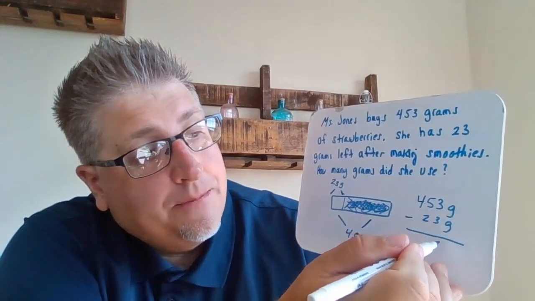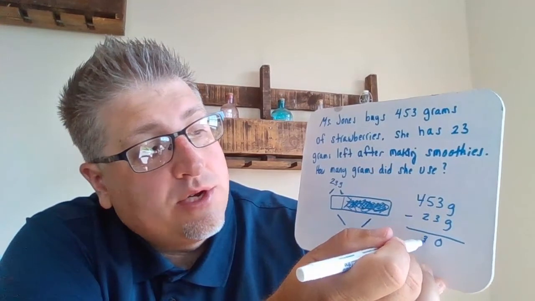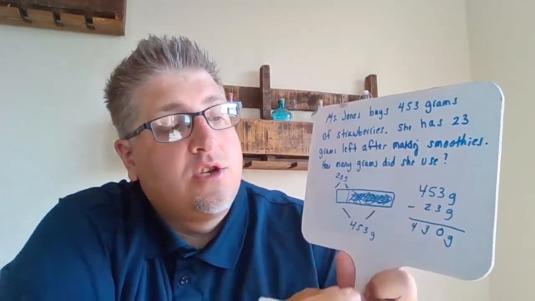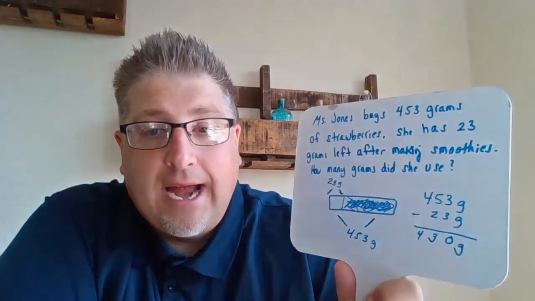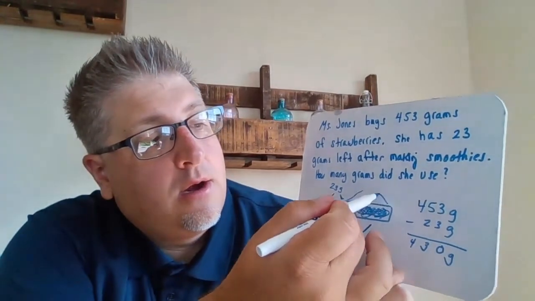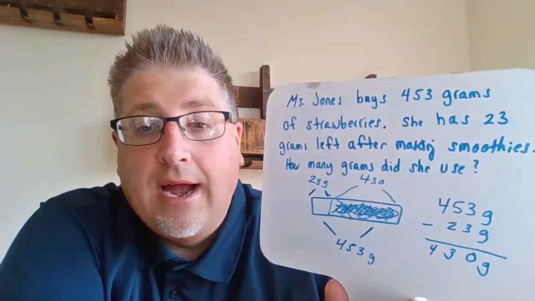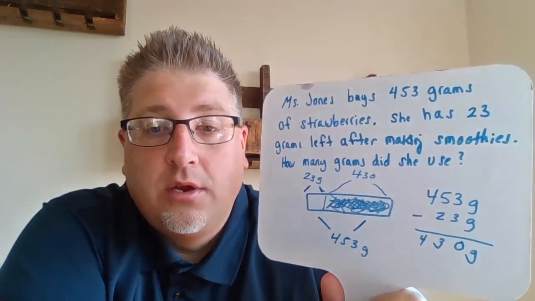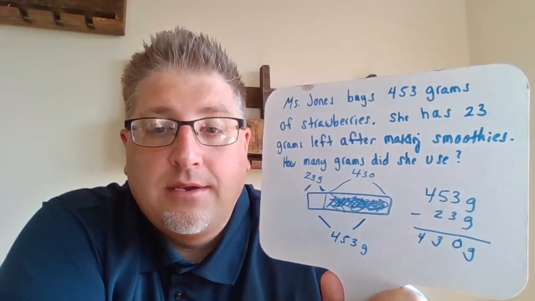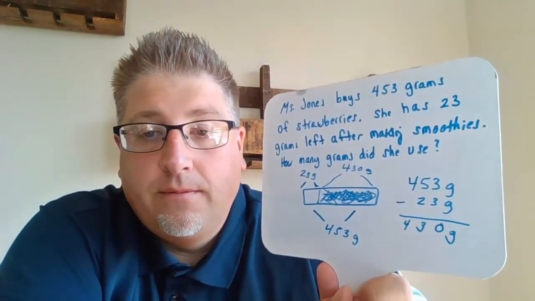So 3 minus 3, we know is 0. 5 minus 2, we know is 3. Bring that 4 down. So 430 grams is what she used right here in our tape diagram. 430 grams is what she used. Okay? She used 430 grams, and she had 23 grams left over.